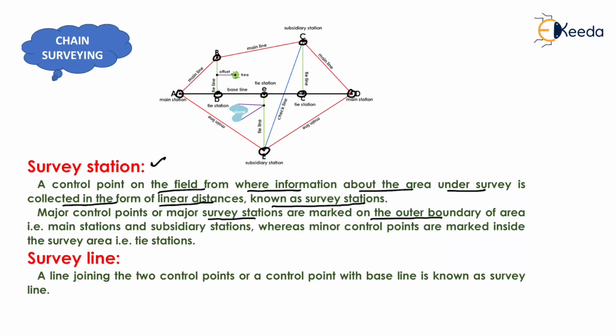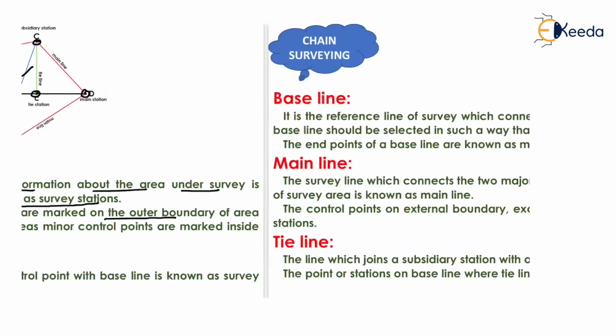They are known as minor control points. Now, the next one is survey line. A line joining the two control points or a control point with baseline is known as survey line. Here, this main line is known as survey line. This tie line is known as survey line. This offset is known as survey line. This check line is known as survey line. And this baseline is also known as survey line. That is, all the lines are known as survey lines.